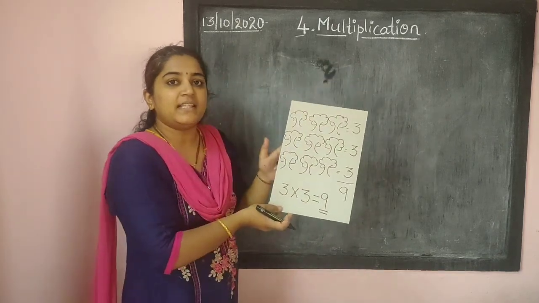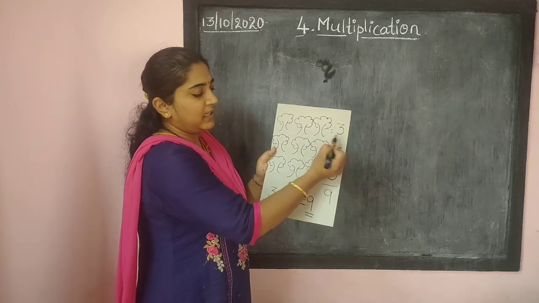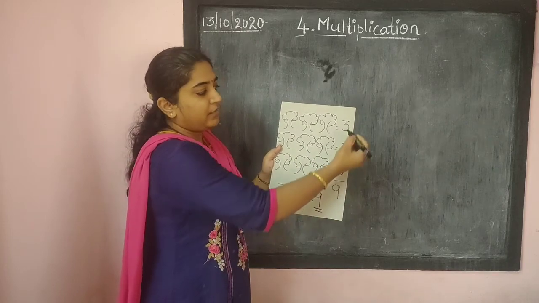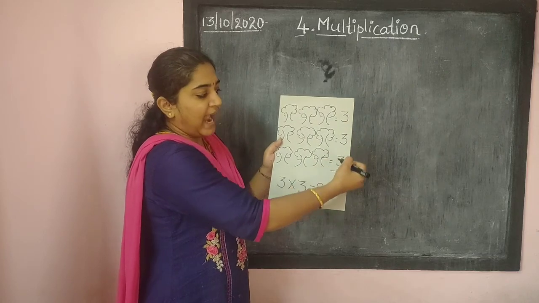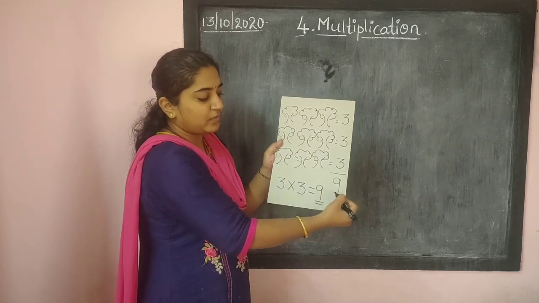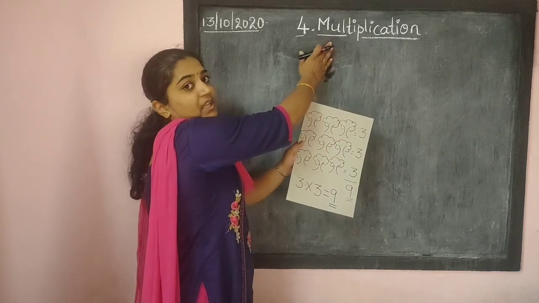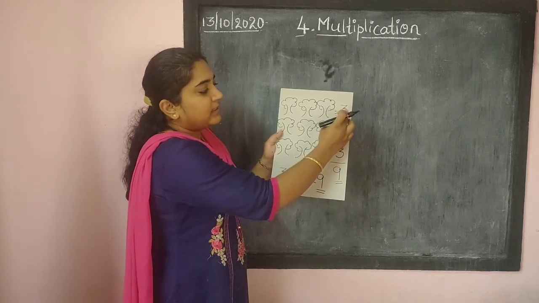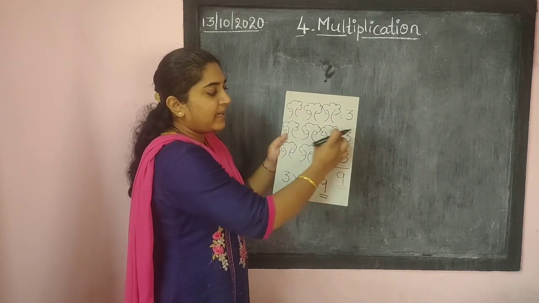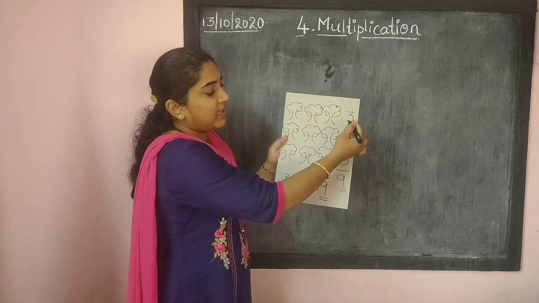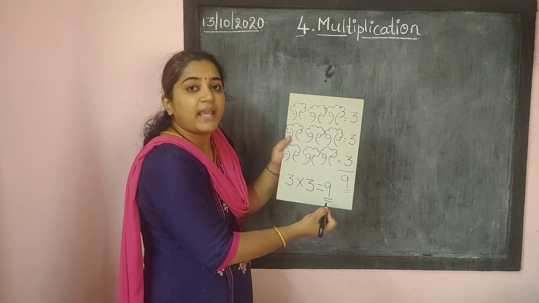Are you understanding this? See here, I'll repeat once again. This is 3, 3, 3. If you add 3 plus 3 plus 3, repeatedly you are adding the same number. How much will you get? You will get 9. But in multiplication, what will you do? You multiply the number by how many times it is repeating. 3 is repeating how many times? 3 times. So you will get the answer as 9.